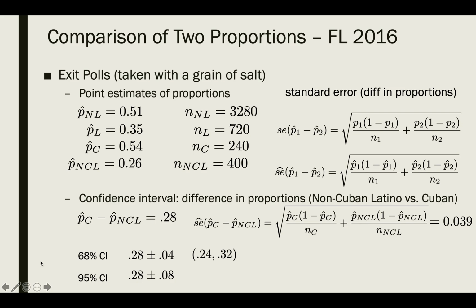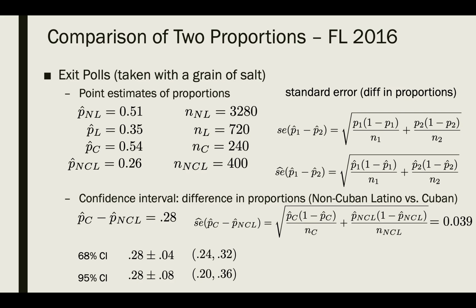95% confidence interval, more standard level of confidence. We have the same point estimate, 28% gap, plus or minus 8%. So from 20% to 36% more for a higher vote for Trump among Cuban Floridians than among non-Cuban Latino Floridians.